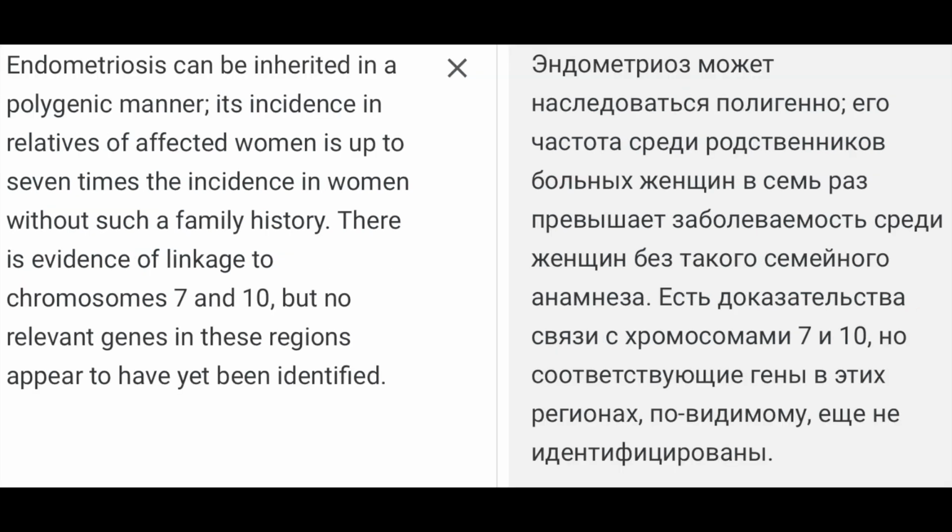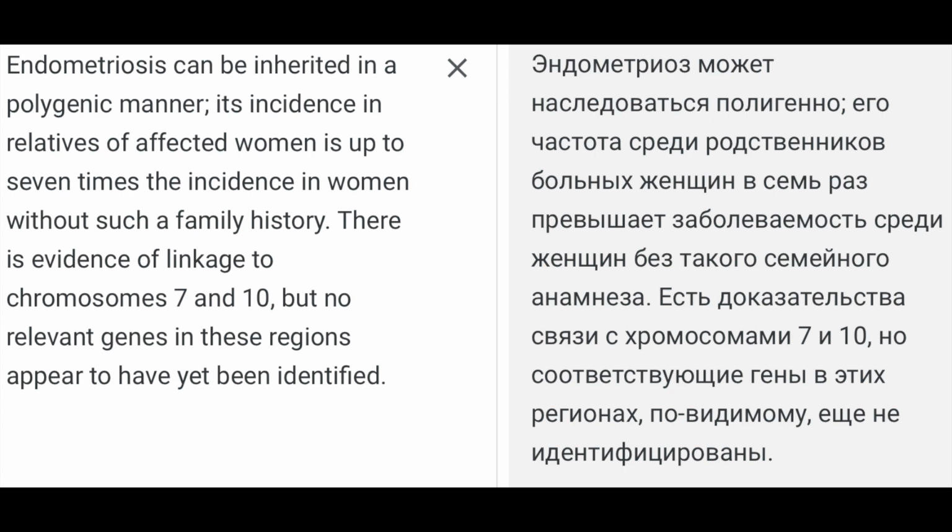Endometriosis can be inherited in a polygenic manner. Its incidence in relatives of affected women is up to 7 times the incidence in women without such a family history. There is evidence of linkage to chromosomes 7 and 10, but no relevant genes in these regions appear to have yet been identified.